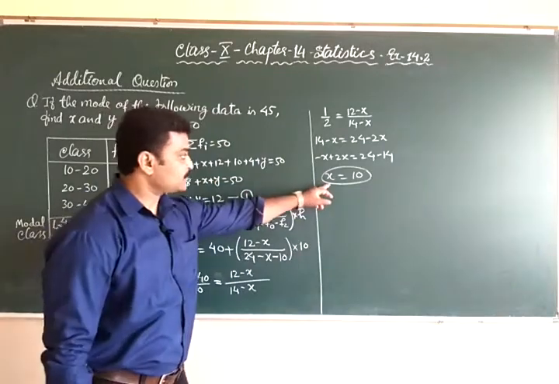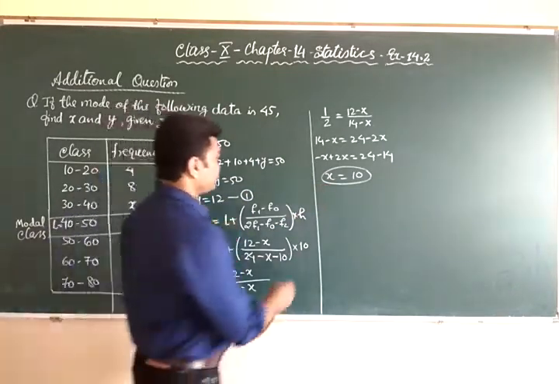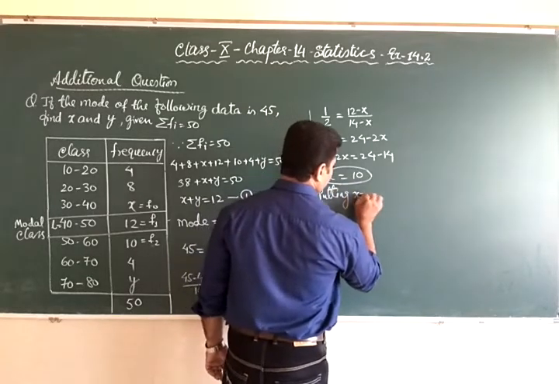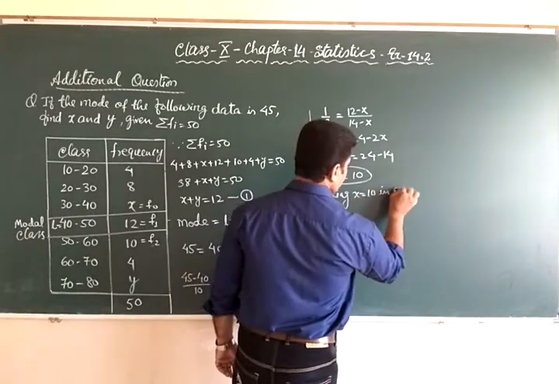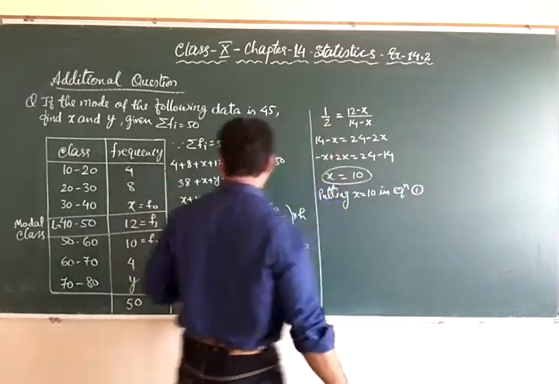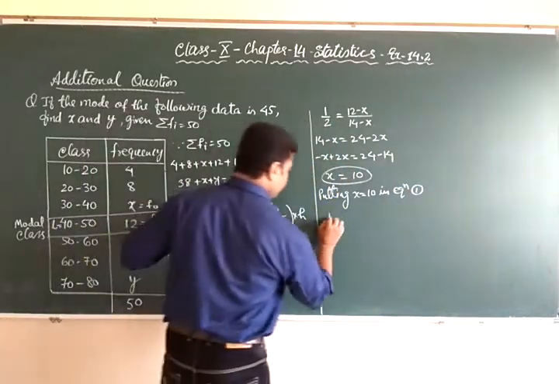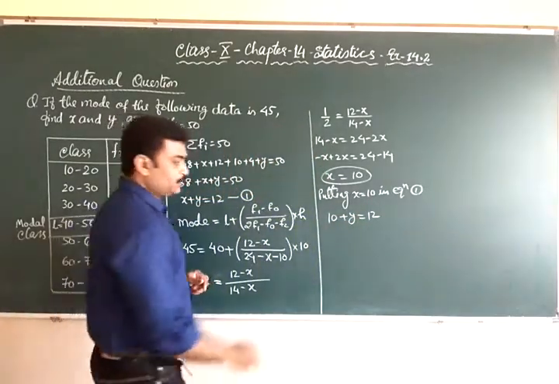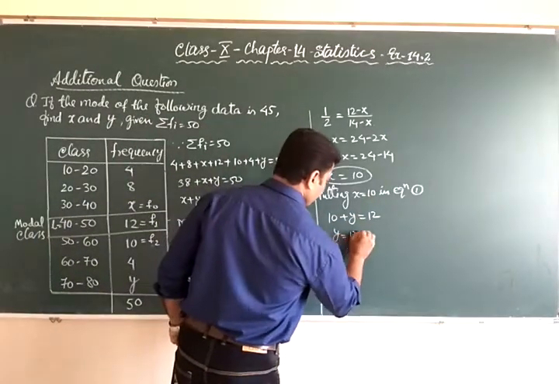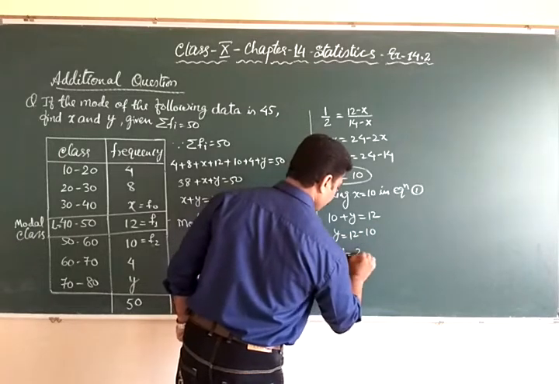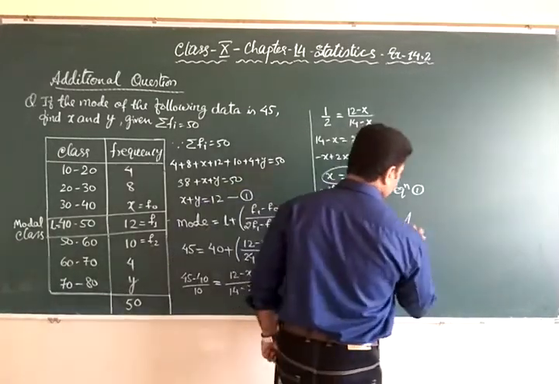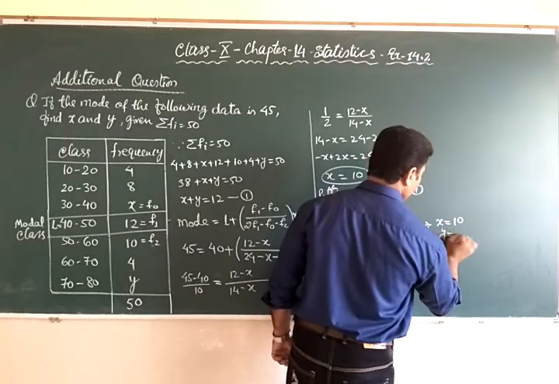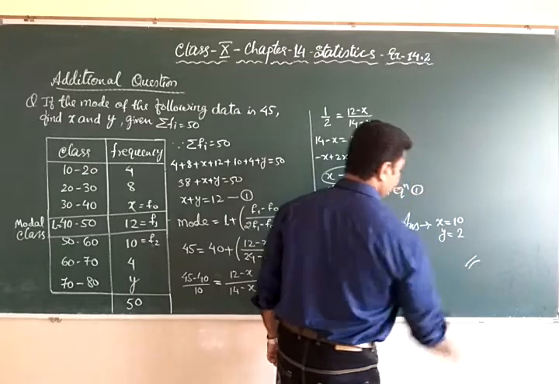Now put this x is equal to 10 in equation number 1. Putting x is equal to 10 in equation 1, what we have? 10 plus y is equal to 12. Now y is equal to 12 minus 10, that is y is equal to 2. So the answer: x is equal to 10 and y is equal to 2.